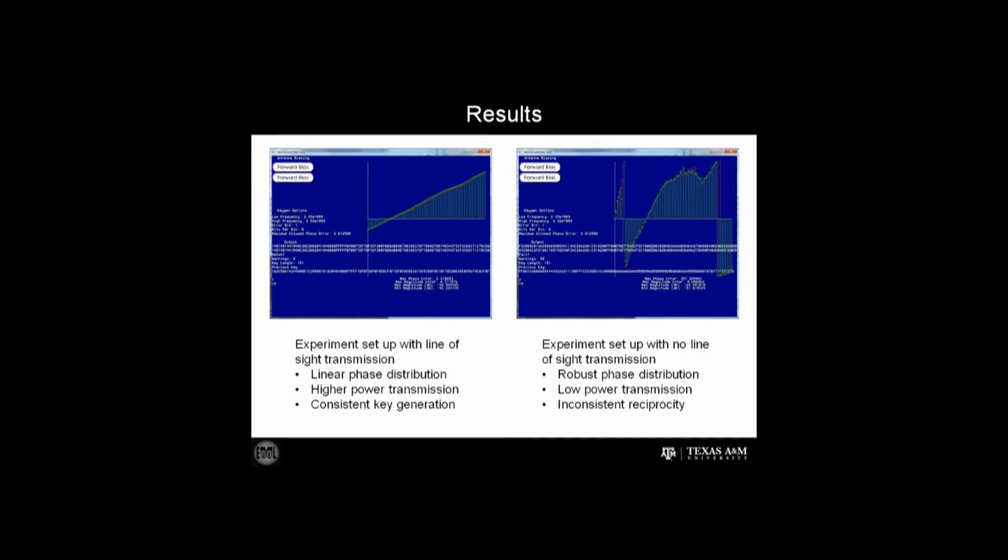The slide shows two sets of results. The screenshot on the left shows the experiment setup with line-of-sight transmission. As you can see, the phase distribution is very linear, which gives matching keys, but with no randomness. The screenshot on the right shows the no line of sight transmission results. This shows nonlinear distribution, but due to the low power capabilities of the antennas, reciprocity is lost. The next slide shows two screenshots taken under the same conditions, but with the antennas at different positions. As you can see, a shift in position drastically changes the key it generates, despite its linearity.